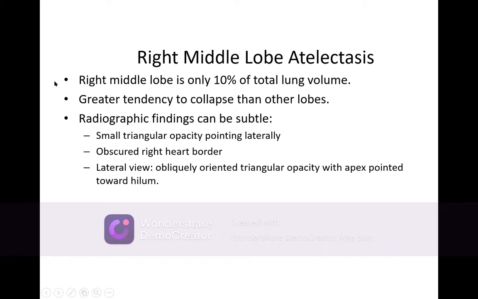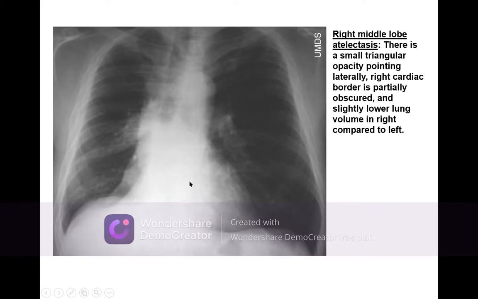Right middle lobe atelectasis, again the same thing will happen. That is the right middle lobe, only 10%, and it is a difficult one, although today the CT is the main tool of diagnosis. There is a small triangular opacity pointing laterally, obscured right heart border, that is the silhouette sign. And on the lateral view, an obliquely oriented triangular opacity with the apex pointed towards the hilum.